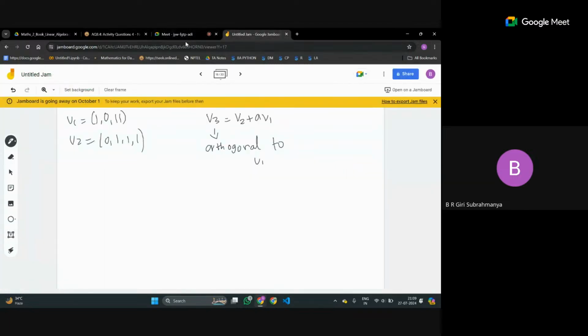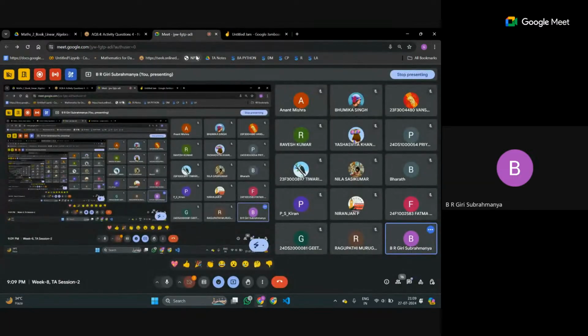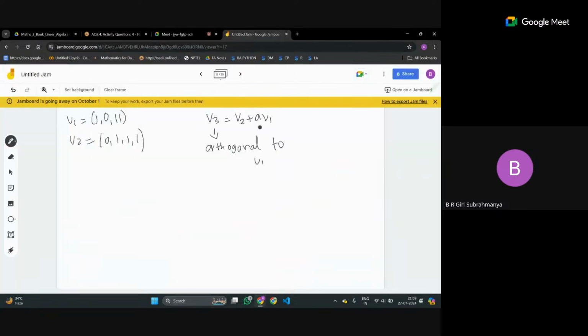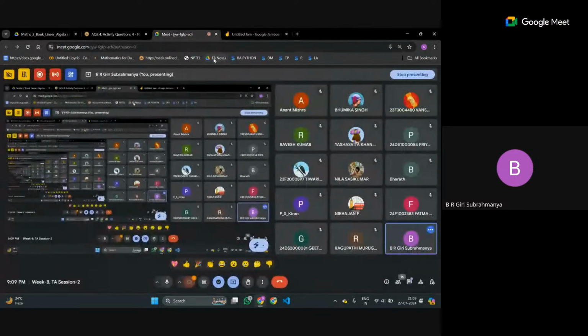So how will we start? Anant, Bhumika, Ravesh, anybody? How will we start? We have v3 given as this. v1 and v2 are the vectors given here. We have v3 which is equal to v2 plus a v1, and this v3 is orthogonal to v1. So how will we find a now?